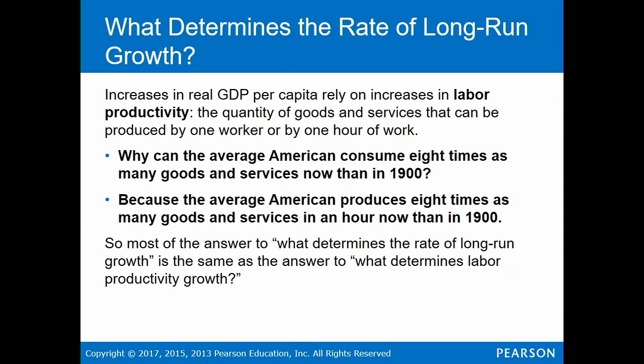So now what makes GDP per capita increase is labor productivity. Basically, labor productivity is the quantity of goods and services that can be produced by one worker or by 1 hour of work. So you just try to standardize it. The reason we can consume 8 times as many goods and services now than we did 120 years ago is because we're 8 times more productive. Workers are 8 times more productive than they were 120 years ago.